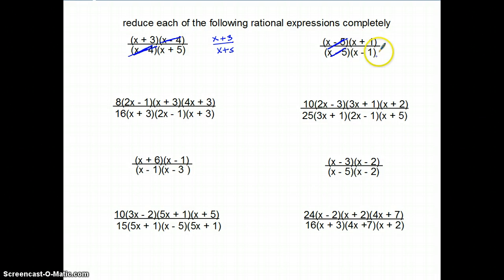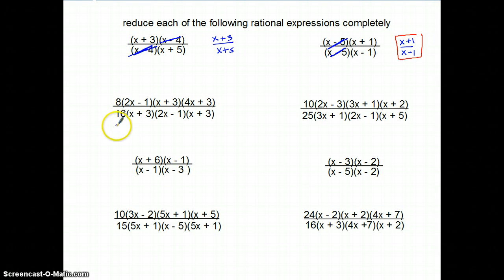The next one, I have a plus 1 on top, while the bottom contains a minus 1, so I cannot reduce either of these. So what I'm left with is simply x plus 1 over x minus 1, and there's nothing more you can do to reduce. Remember, you may not cross out those x's because they are attached to the addition and subtraction.